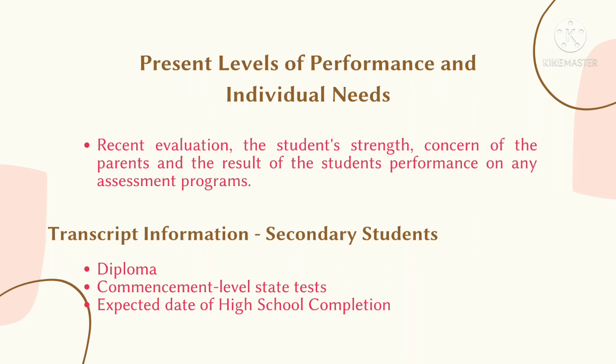So the next one is the transcript information. This is for the secondary students only. So the transcript information includes first the diploma or the credits earned, second the commencement level state test passed from the subjects biology, earth science, mathematics, or global history, and lastly the expected date of high school completion.